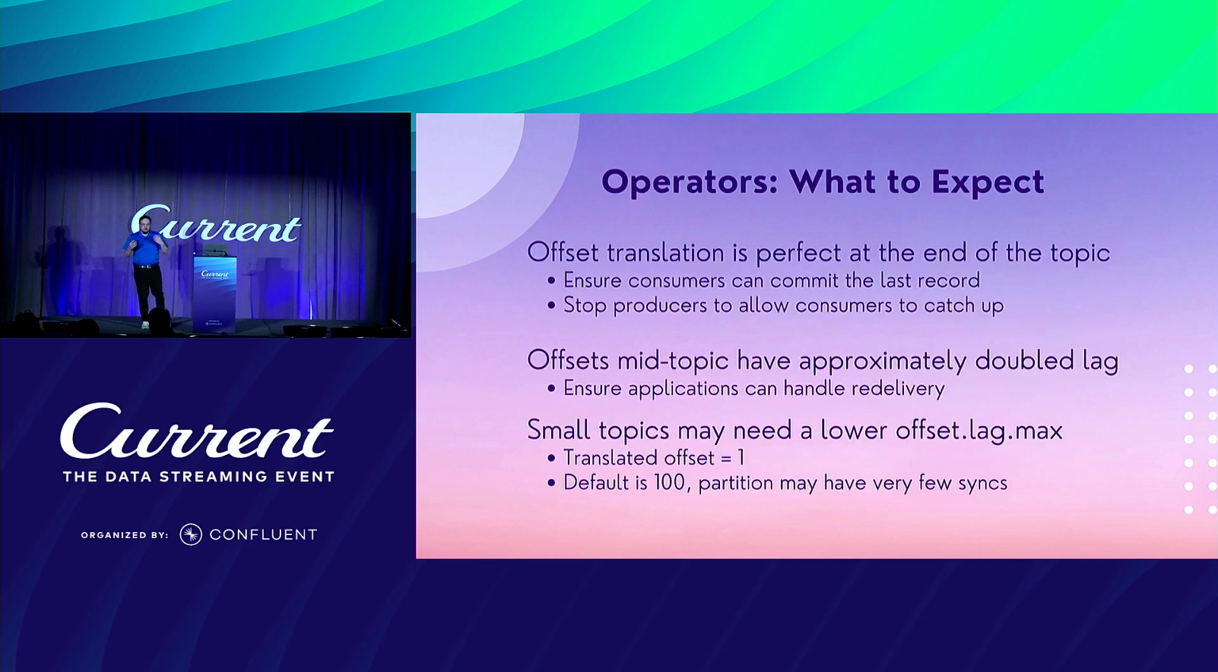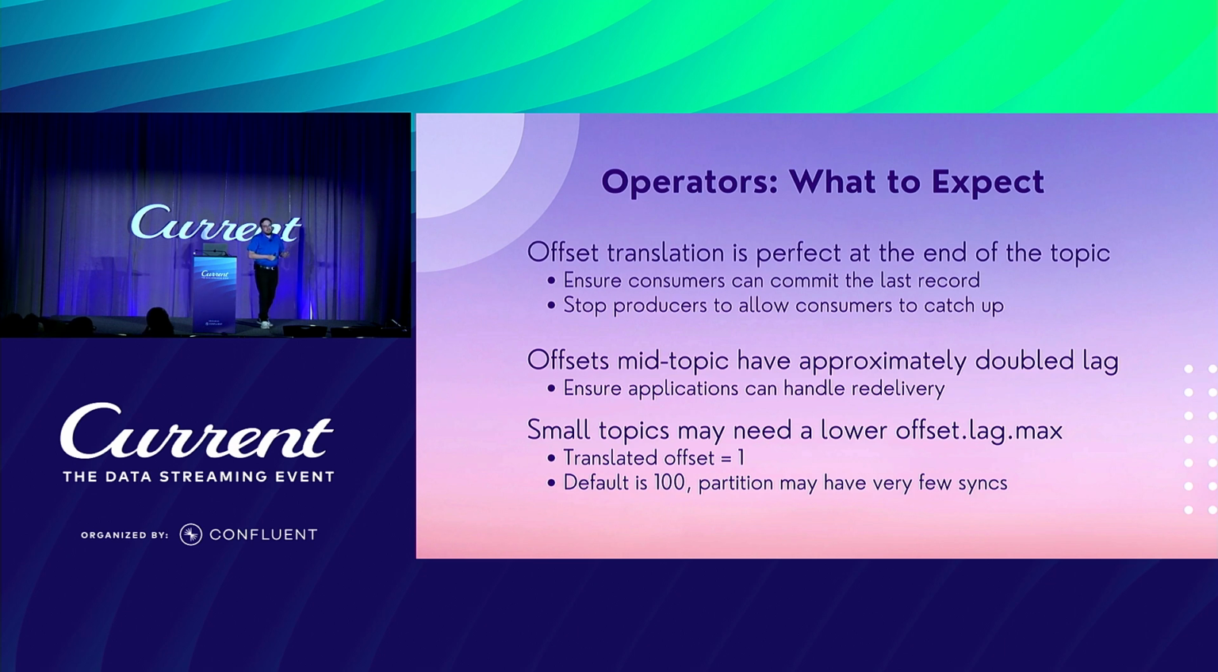So just some notes for operators and sort of summarizing what we've learned. Offset translation is perfect at the end of the topic. So if you're able to get your consumer groups to commit very close to the end of the topic or at the end of the topic, you can expect minimal redelivery once you do a failover. Those offsets that are mid-topic have approximately double the lag that they did in the source cluster. So if you're not able to get your consumers to really sync up all the way, you should definitely expect some redelivery, even in the perfect cases.